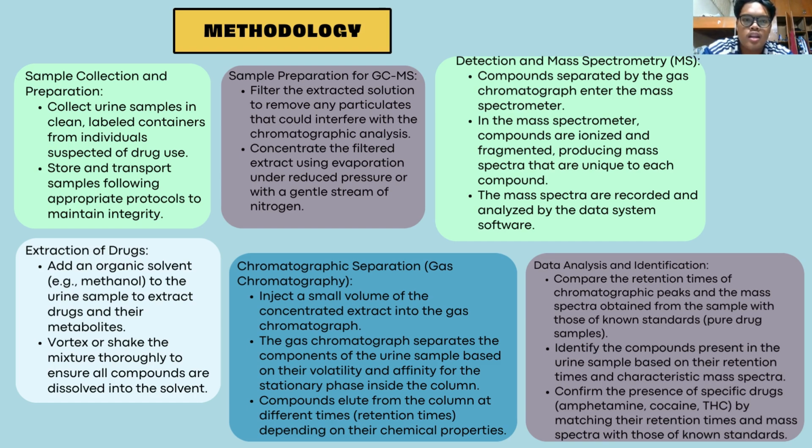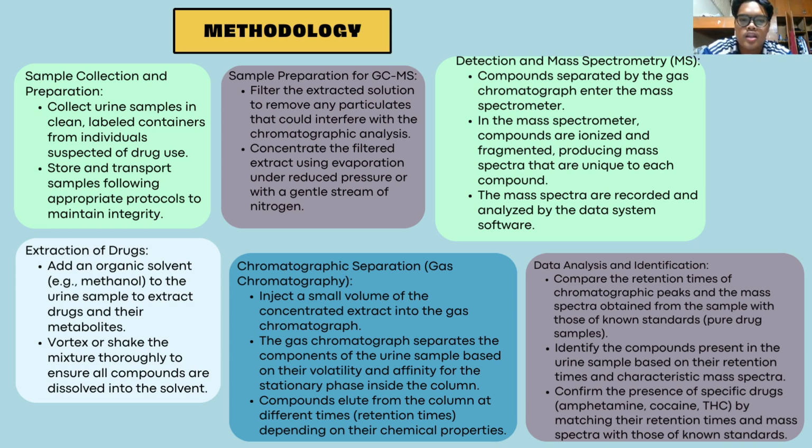3. Detection and mass spectrometry (MS). Compounds are separated by the gas chromatograph into the mass spectrometer. In the mass spectrometer, compounds are ionized and fragmented, producing mass spectra that are unique to each compound. The mass spectra are recorded and analyzed by the data system and software. Extraction of drug. Add an organic solvent, for example methanol, to the urine sample to extract drugs and their metabolites. Vortex or shake the mixture thoroughly to ensure all compounds are dissolved into the solvent.